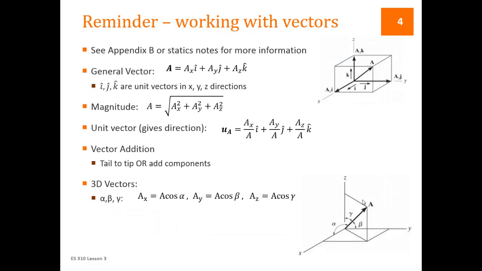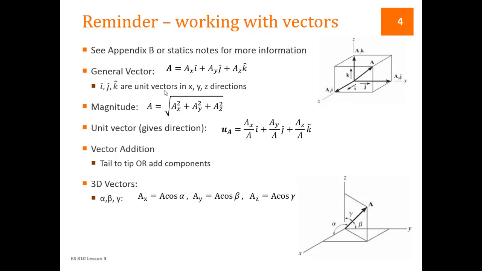So these are vectors. Let's take a look then at some quick reminders about vectors. If you want more information about vectors, go back to your statics notes or take a look at Appendix B in the Hibbeler text. So a general vector can be written as an x part in the i hat direction, y part in the j hat direction, and a z part in a k hat direction. i hat, j hat, and k hat are unit vectors in the x, y, and z direction. They have a magnitude of 1, that's constant, and they have a constant direction along the x-axis, the y-axis, or the z-axis.